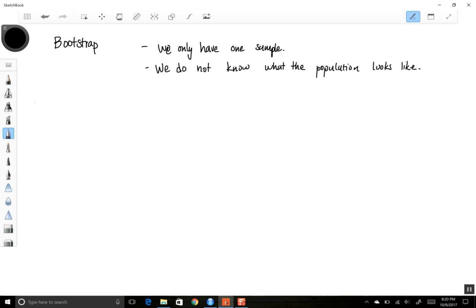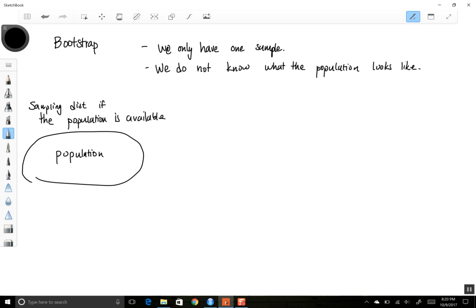I'm just right over here. Okay, sampling distribution, if the population is available. We would take the population, and we're going to just take a little piece out. This is our sample 1. And from sample 1, we calculate X bar 1, okay?